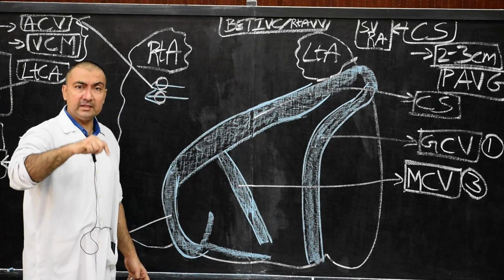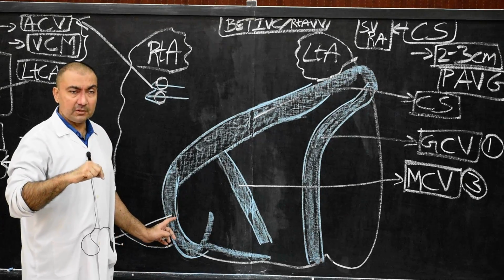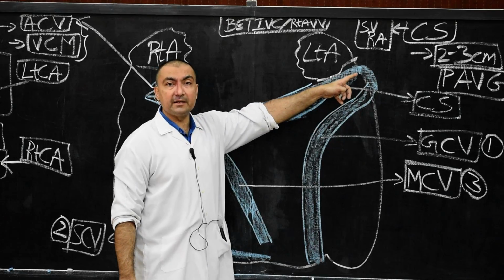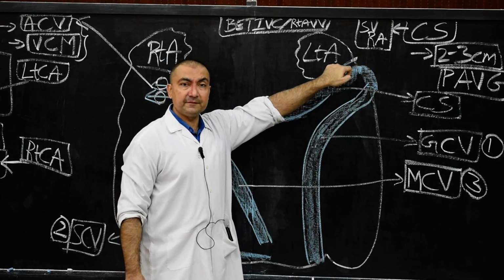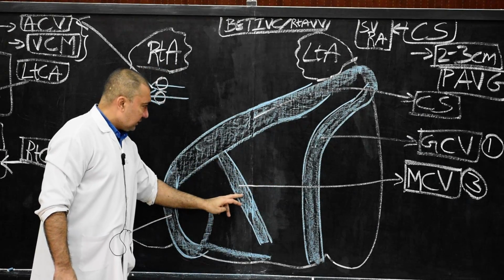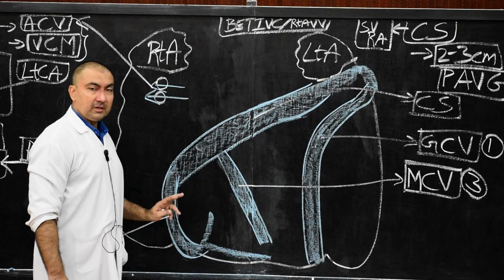It is present along with the right coronary artery in the right atrioventricular groove. What about the great cardiac vein? The great cardiac vein travels in the anterior interventricular groove, and then it will curve around the left side, the left atrioventricular groove. So these are the three: great cardiac vein, middle cardiac vein, small cardiac vein.